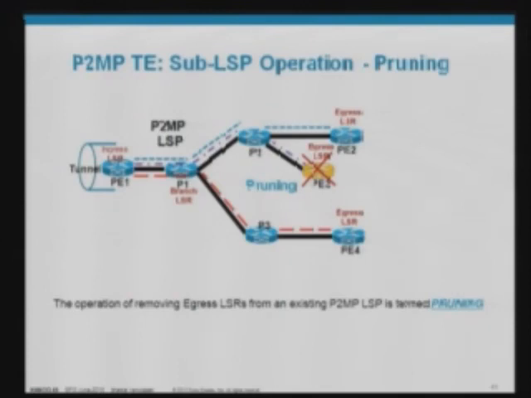The pruning is where I don't have any more receivers. I don't want to be part of the tree. Again, here, two methods: implicit tear or explicit tear. Implicit tear is the existing path message where you include all the receivers without the guy and send it. That's implicit. Explicit is a path tear message saying, I don't want to be part of the tree.